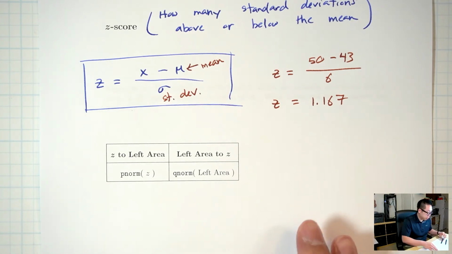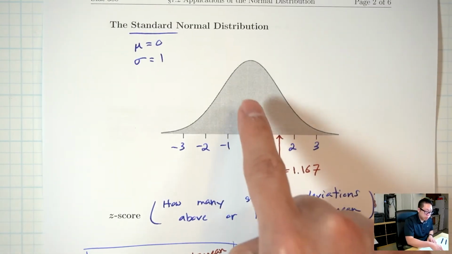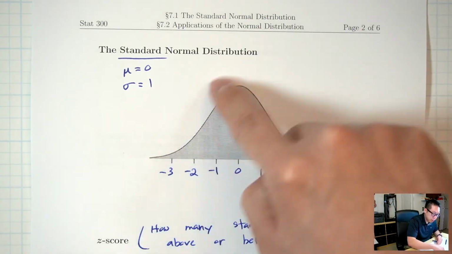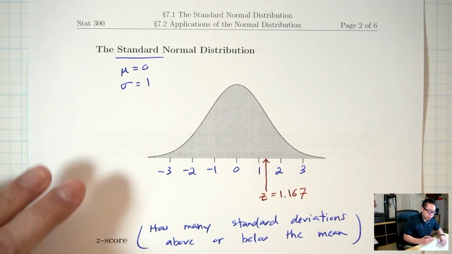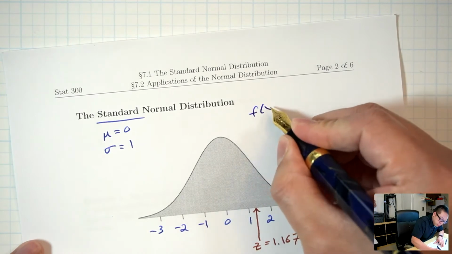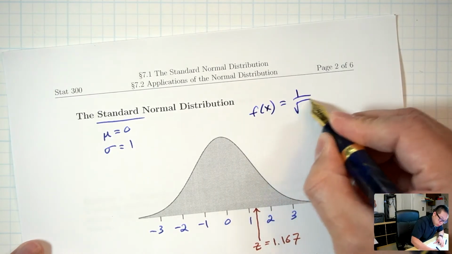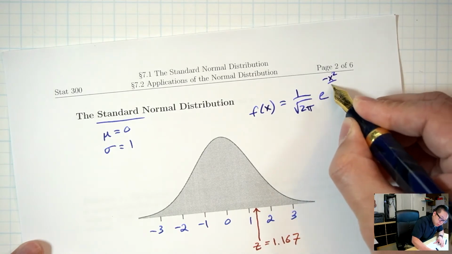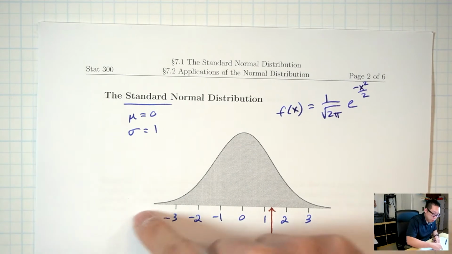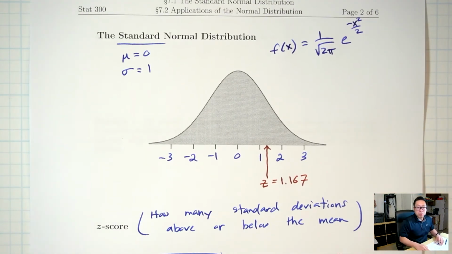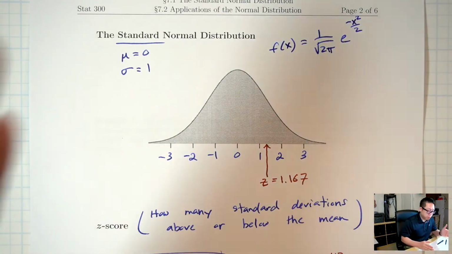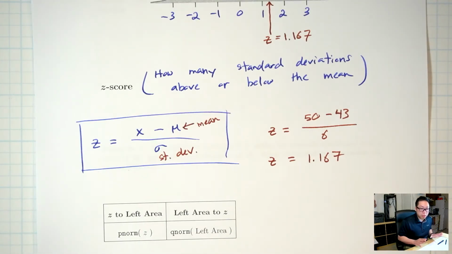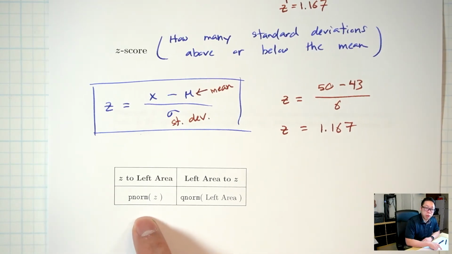And what R is really doing is it's calculating the area using the standard normal picture. So for those who care, you don't need to know this, but the equation for this curve is 1 over square root 2 pi e to the negative x squared over 2. Okay, that's the equation for this curve. And what R is really doing is it's finding the integral from negative infinity to 1.167. Okay, we're not going to do it using calculus. We're going to have R do that calculus for us.